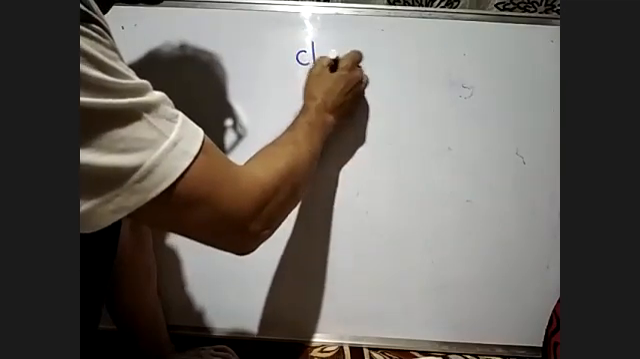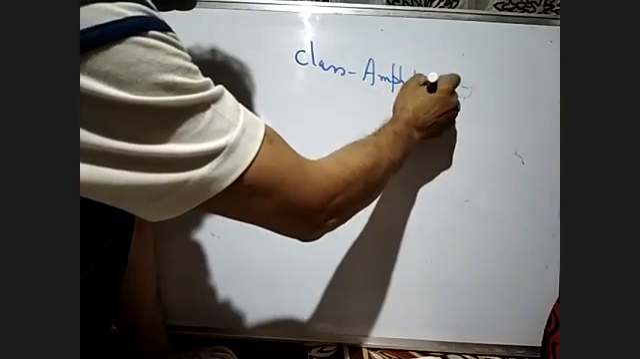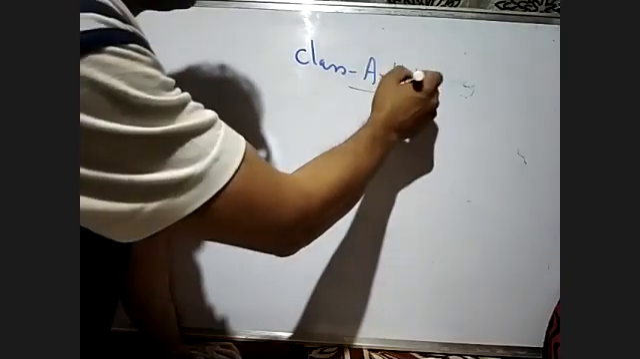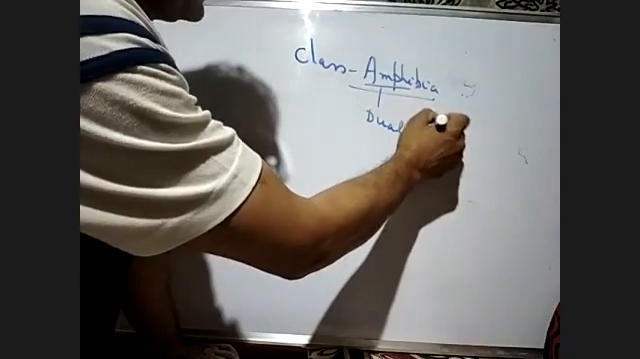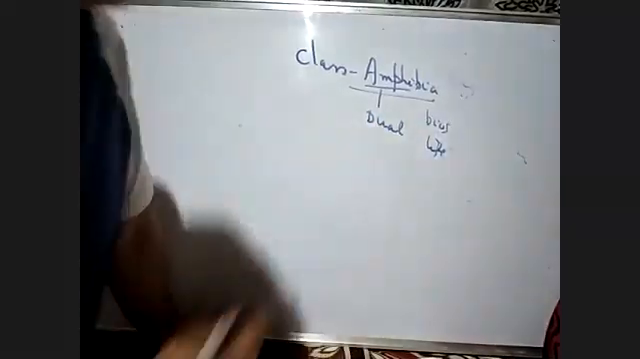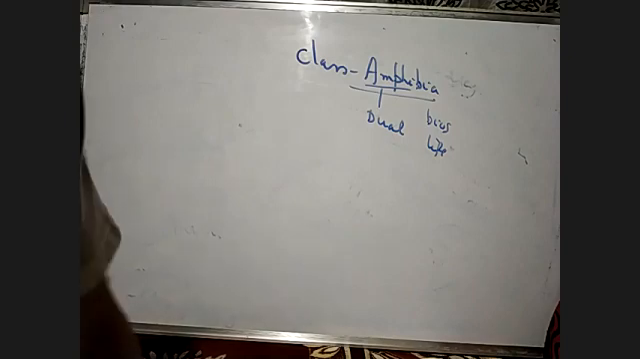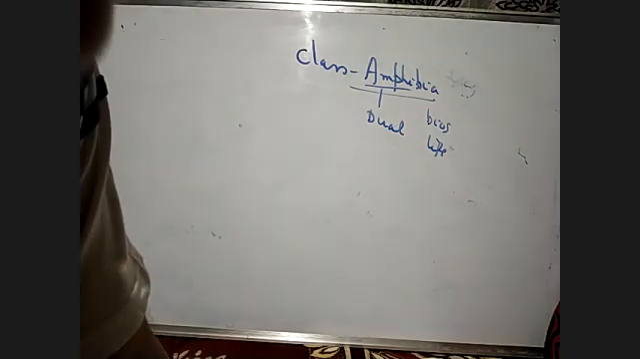Class Amphibia. Amphi means dual, and bios means life. They have two forms of life. Animals belonging to class Amphibia can live in water also, and they can live on land also. That's why the name Amphibia. They can live in aquatic as well as terrestrial habitats.